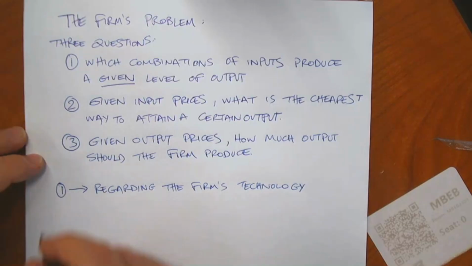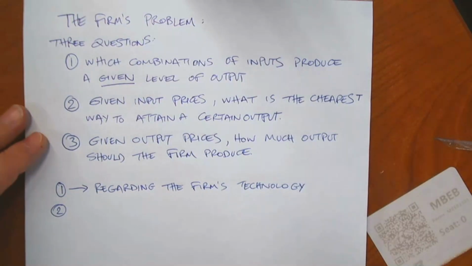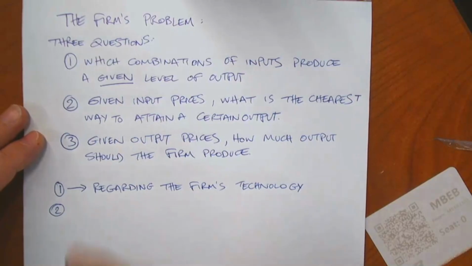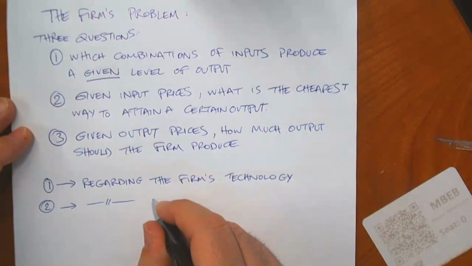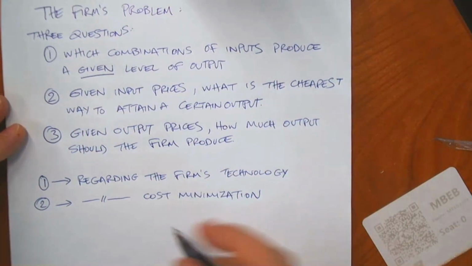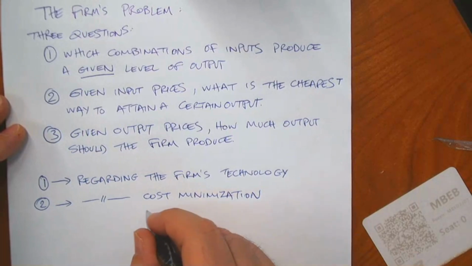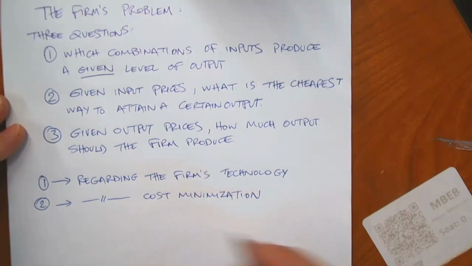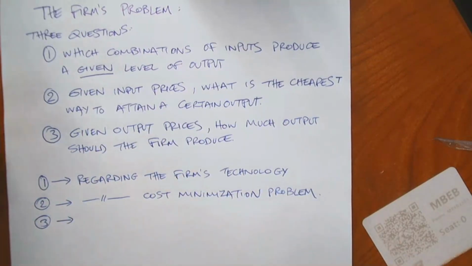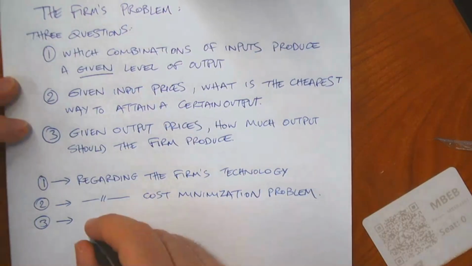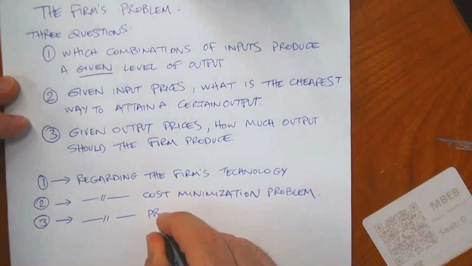The second question regards cost minimization. So it's also referred to as the cost minimization problem. And the third one, you might have guessed it, given the output prices, you decide how much to produce on the basis of profit maximization, right? So this is regarding the profit maximization problem.